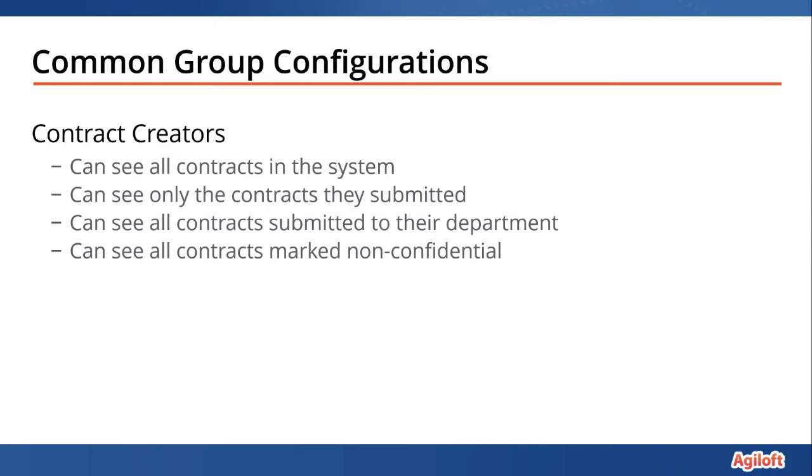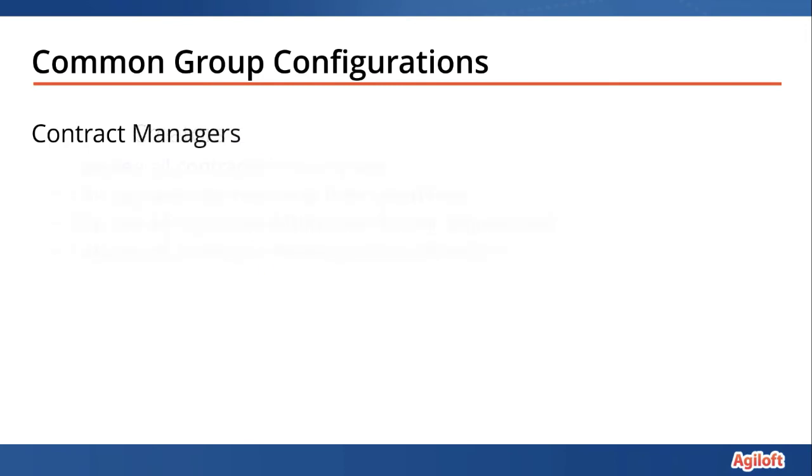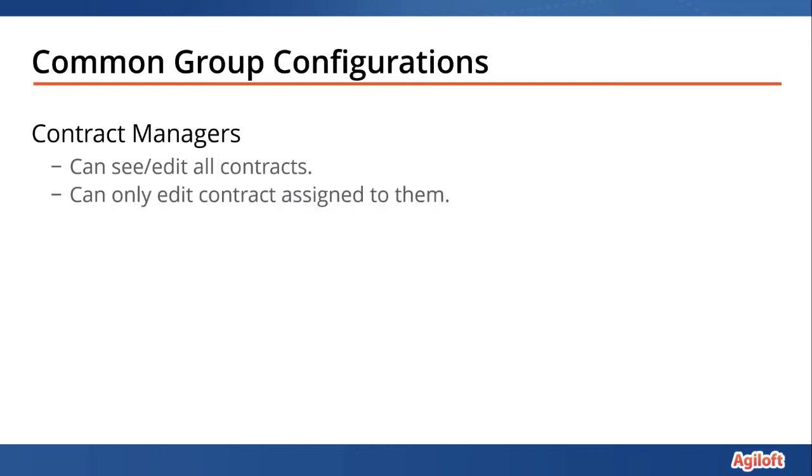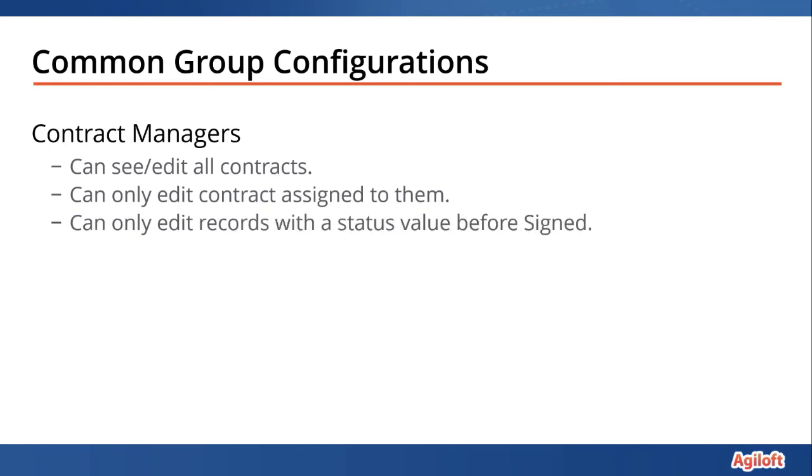Another default group is the contract manager group. The contract managers can typically see and edit all contracts, but they can also be restricted to only edit contracts that are assigned to them. They can be configured to only edit records with status values before sign, or they can only see records of certain contract types based on your individual configuration.